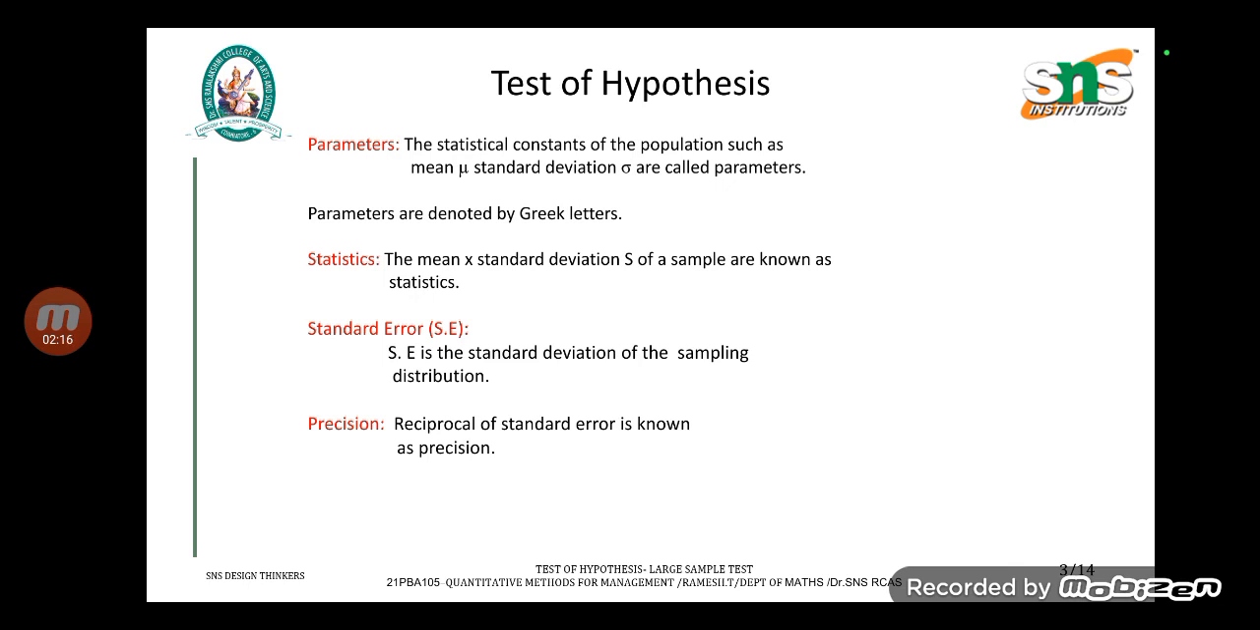Next, what is standard error? The standard deviation of the sampling distribution is called the standard error. Precision. The reciprocal of this standard error is called precision.